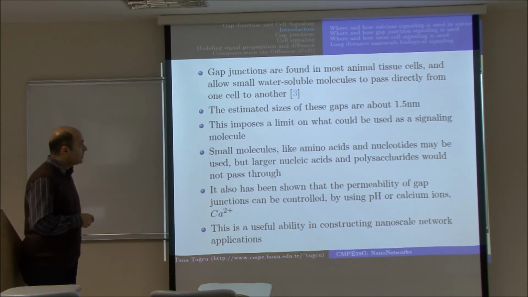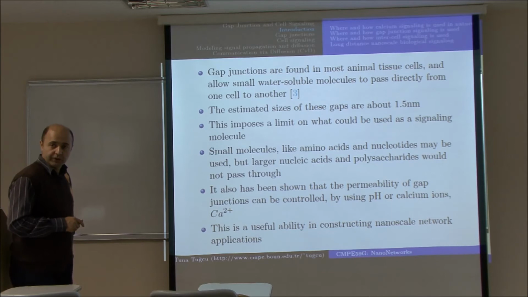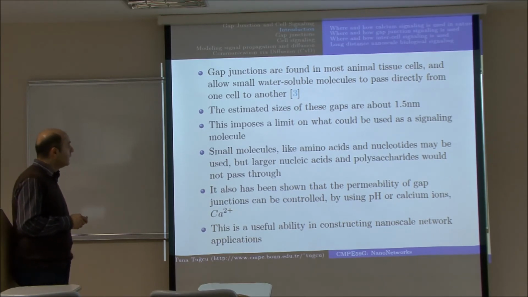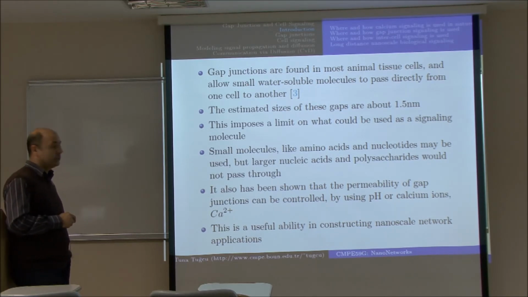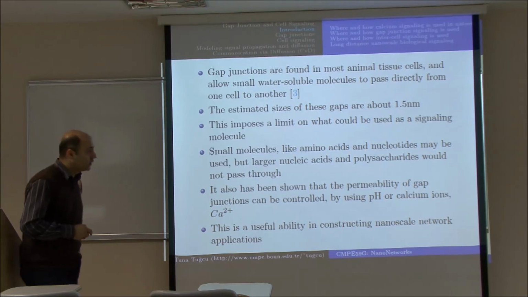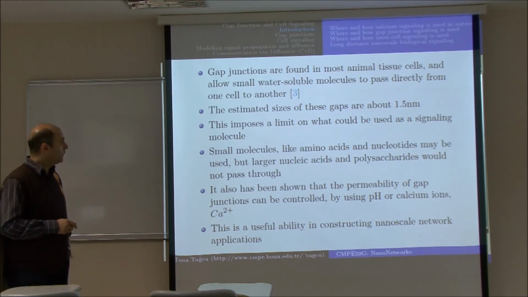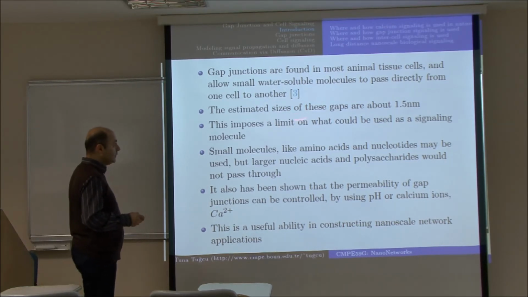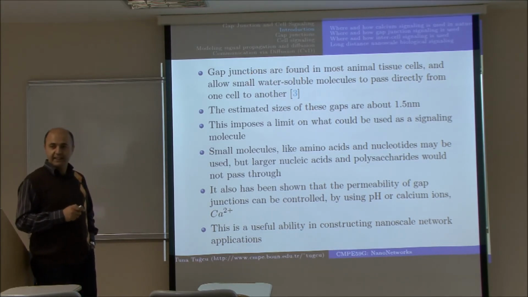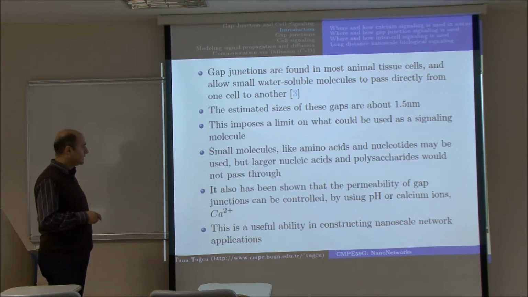The gap junctions are typically found in most animal tissue cells, including us, and allow small water-soluble molecules to pass directly from one cell to another. The important thing here is they allow the passage of small molecules, not large ones. The estimated sizes of these gaps are about 1.5 nanometers, and this puts a limit on those molecule sizes that can pass.